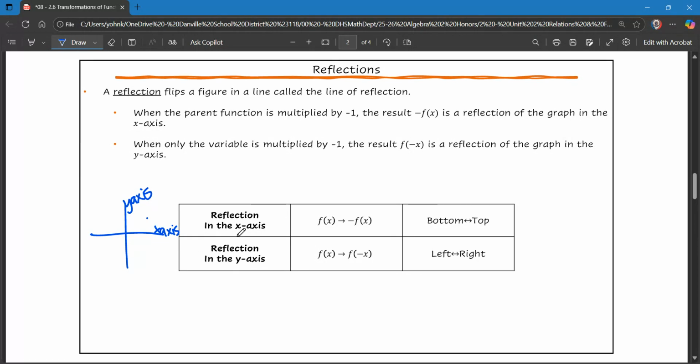If you're reflecting something over the y-axis, you're taking something from the right side of the y-axis and putting it on the left side of the y-axis. So you're flipping from left to right. Notice that depending on which axis, your negative is either going to be outside of the function or inside of the function. So if we're reflecting over the x-axis, your negative is on the outside of the function. If you're reflecting over the y-axis, it's on the inside.